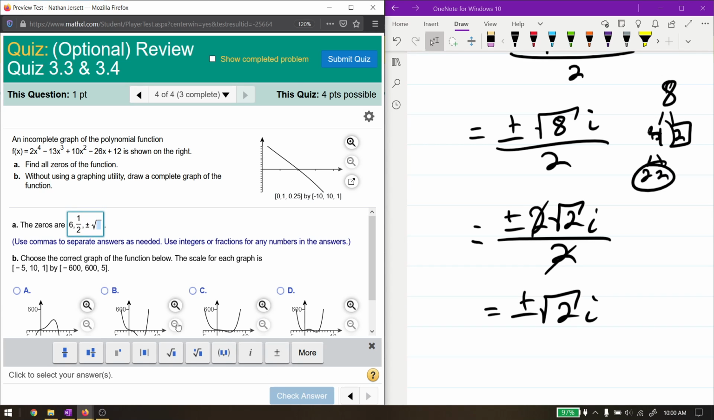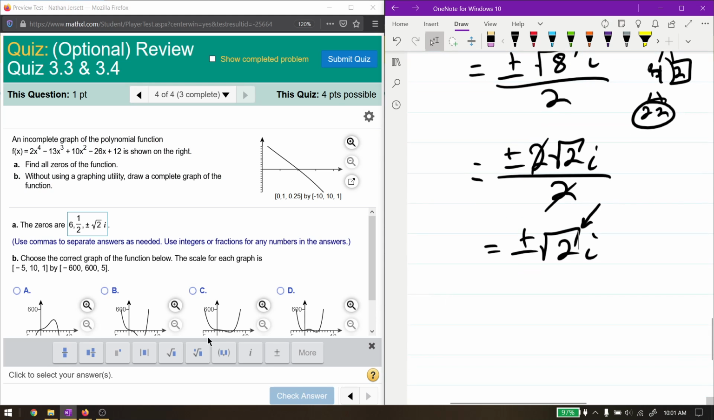Plus or minus root 2i. Make sure the i is not underneath the square root. That's an easy thing to mistake. That's why I always write these little lips on my square root symbol so that you can see where they end. All right, now these complex zeros do not give us a 0 in the graph.